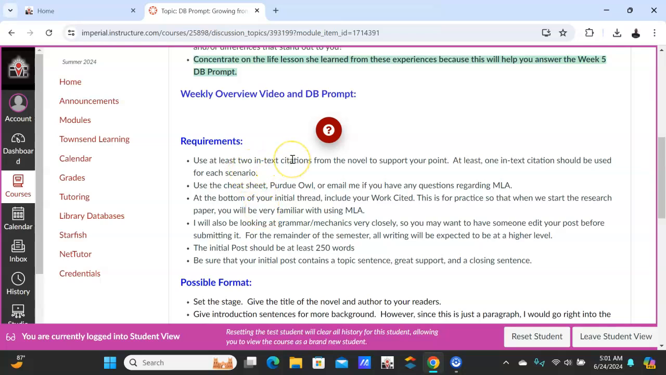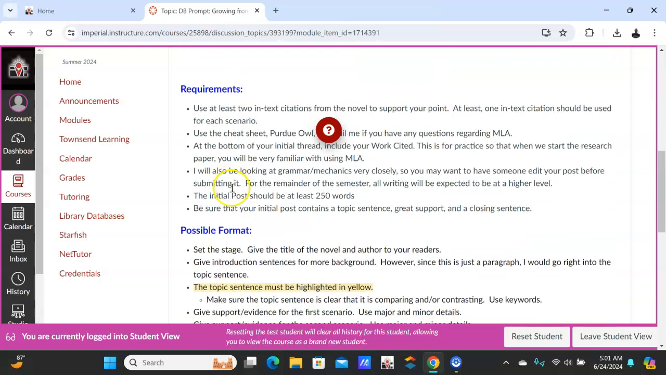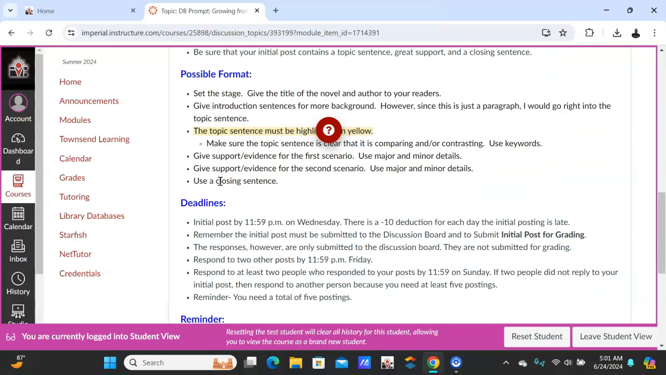You will use two in-text citations. One should be used for each scenario when you're setting up the context. One in-text citation should come from Mrs. Flowers. The other should come from the junkyard. So you need 2 there. Okay, here's how I would set it up. Set the stage. Give the introduction if you need to. The topic sentence must be highlighted in yellow. Give your support, your evidence, and your closing.